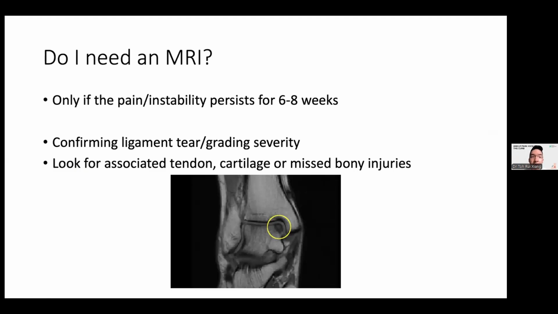So the purpose of the MRI is, number one, to confirm that you have a ligament tear indeed and how bad this tear is. But at the same time, it's a very sensitive scan. We also look out for other injuries, which include bony injuries like small fractures, cartilage injuries, as well as tendon injuries, as I previously mentioned.